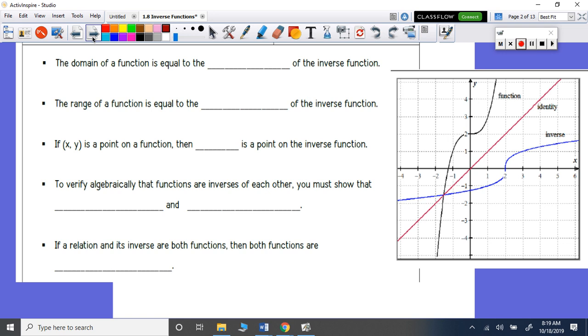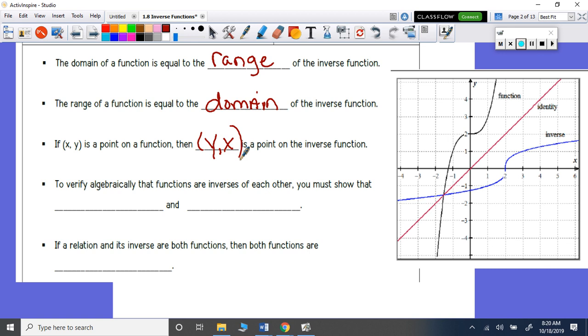All right. So that should be ringing some bells. When we have a function and its inverse, when the x's and y's flip-flop, that means the domain of the original becomes the range of the inverse, because the x then becomes the y, and the range of the original becomes the domain of the inverse. If (x, y) is on the original, we just talked about that (y, x) is on the inverse.